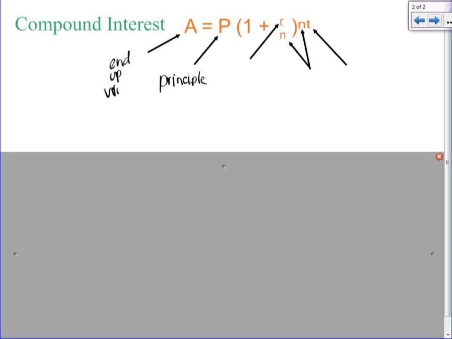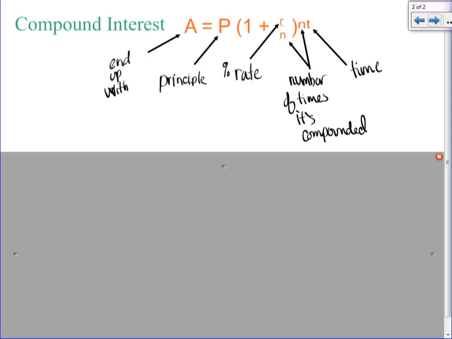A is just how much money you end up with after letting it sit there and accrue money. R is the rate, the percentage rate. N is the number of times it's compounded, and I'll explain that in a second. And T is how long it sits there.